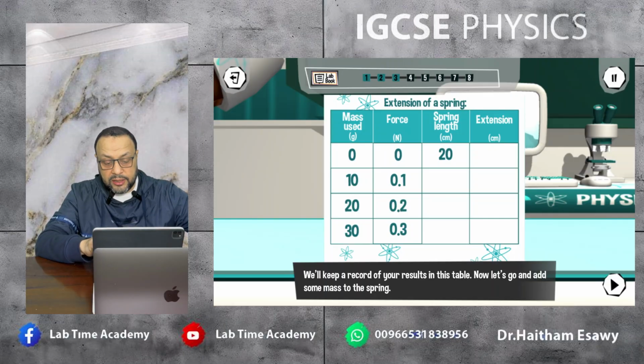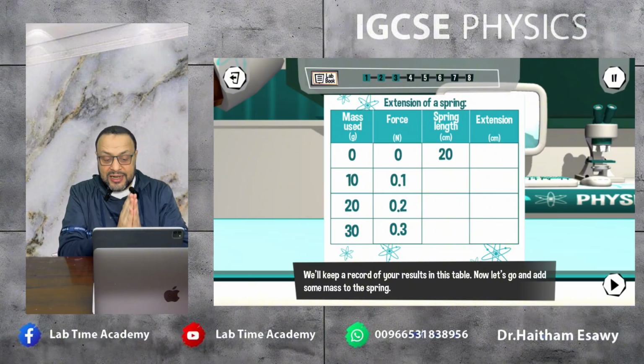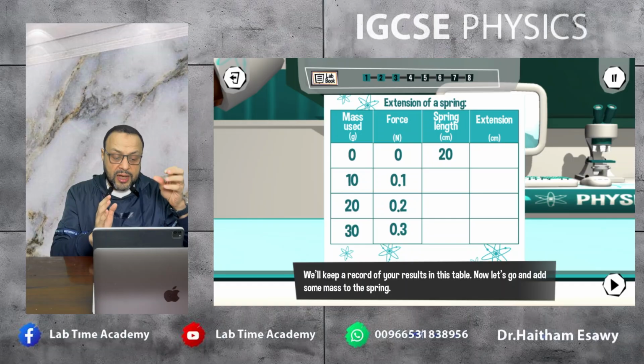Actually, I'll write these results in this table. We have mass, force, spring length in centimeter, and extension in centimeter. The mass will be 0, then 10, and I'll add 20, and then I'll add 30 grams.